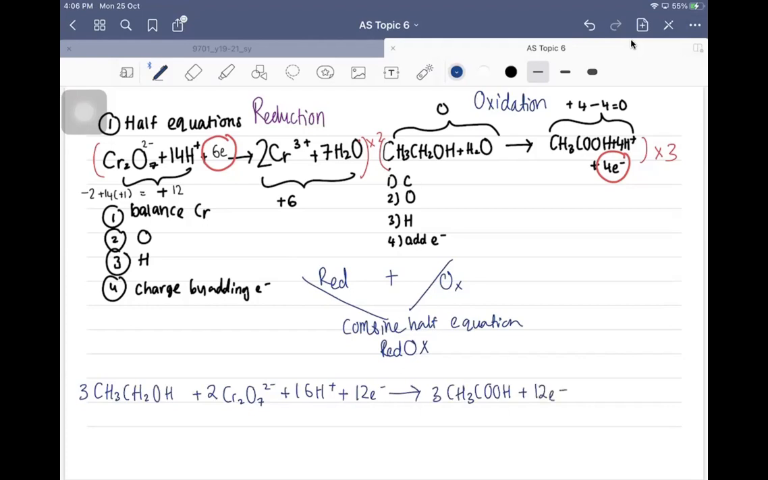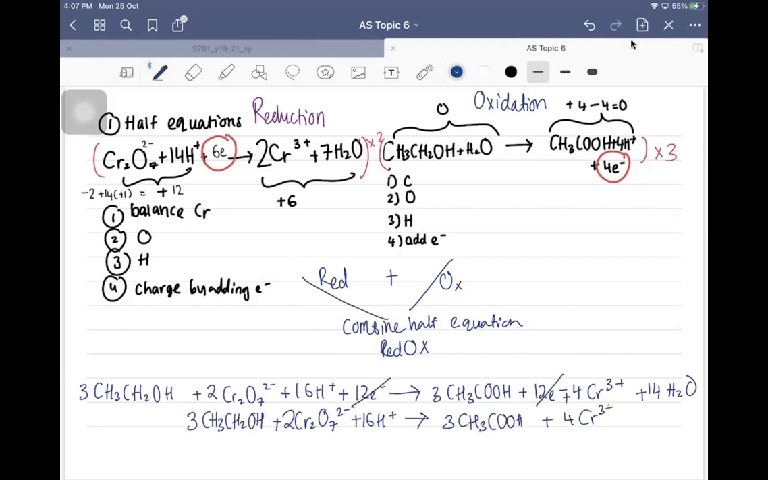plus 12 electrons. And then you also add the products from the reduction equation. 2 times 2 is 4 Cr3+, 7 times 2 is 14. Is that correct? 7, yes, 14 H2O. Okay, so just look at both sides. If there's anything that you can cancel, the electrons should cancel out. Otherwise, you would get CH3CH2OH plus 2 lots of dichromate ion plus 16 H+ to form 3CH3COOH plus 4 chromium ion plus 14 H2O. Okay.